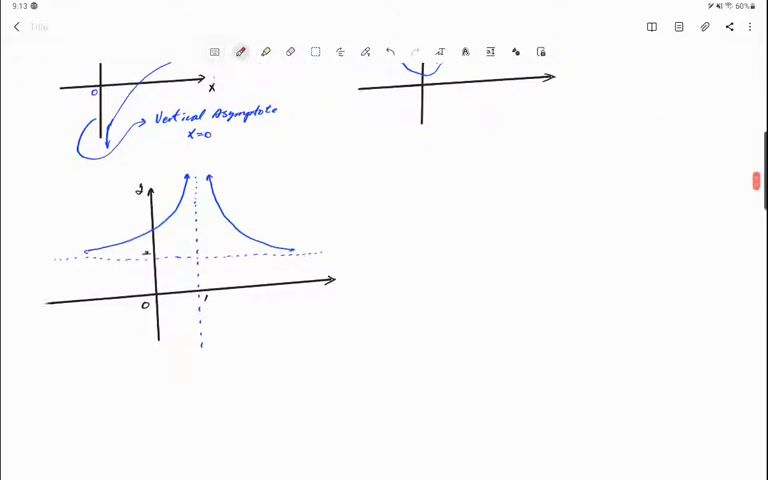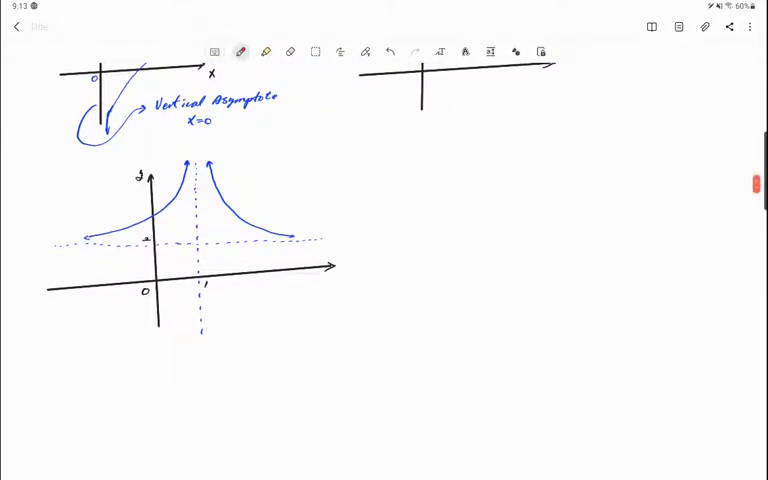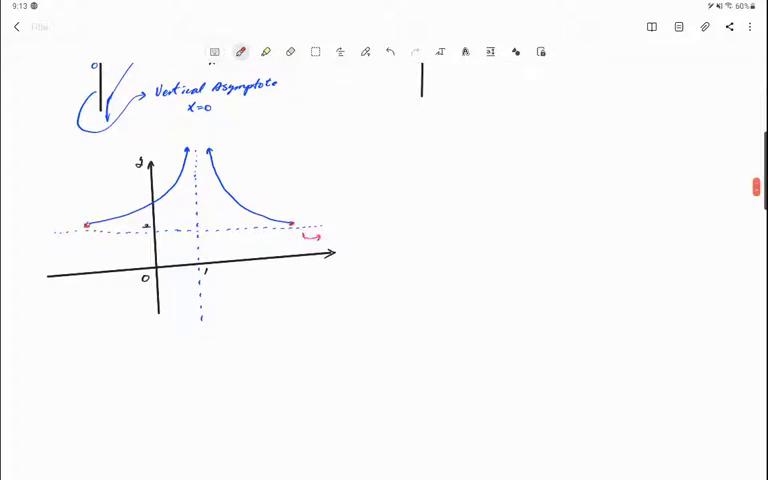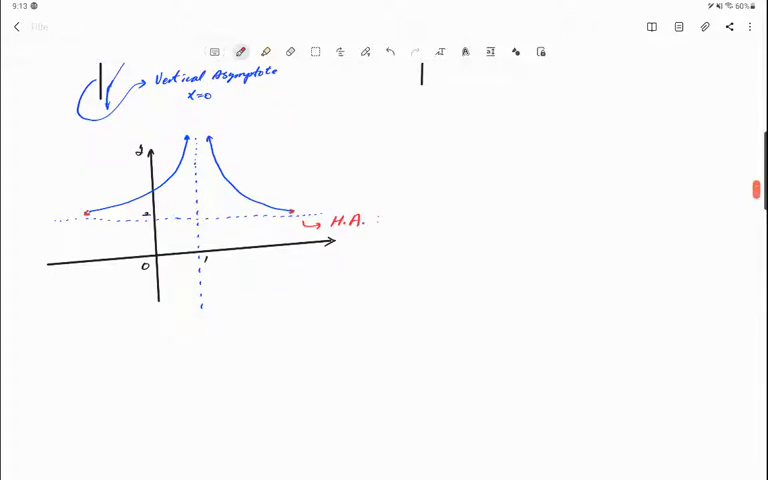This graph shows both the horizontal asymptote and the vertical asymptote. Look at this. This end of the graph and this end of the graph are approaching the horizontal line, right? This is the horizontal asymptote, HA. Then what's the equation? The equation is y equals the y value. This horizontal line passes through the y-axis at 2, so that's the horizontal asymptote.